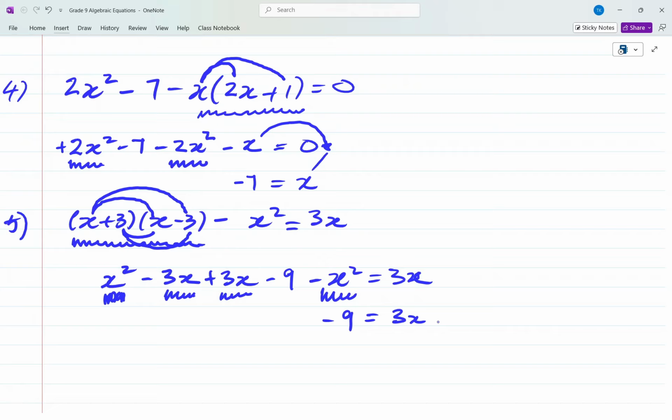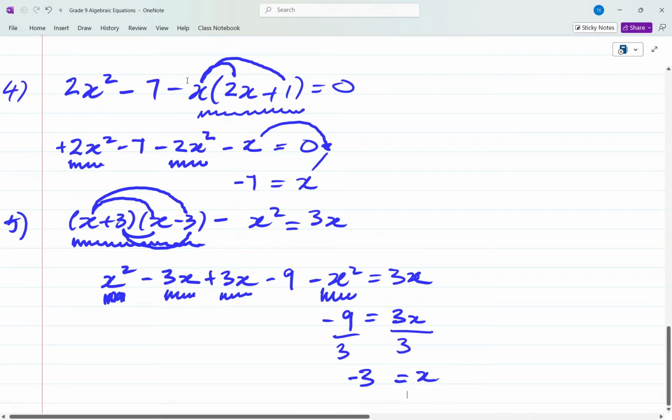Remember, you divide by the number next to x. Which number do we have next to x now? We have 3. And then we divide by 3. Which means that the value of your x will be negative 3.